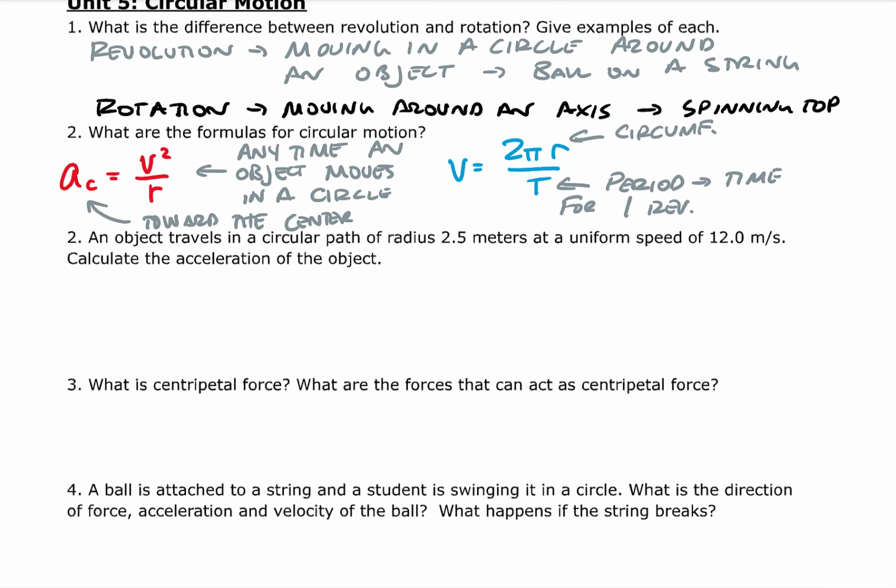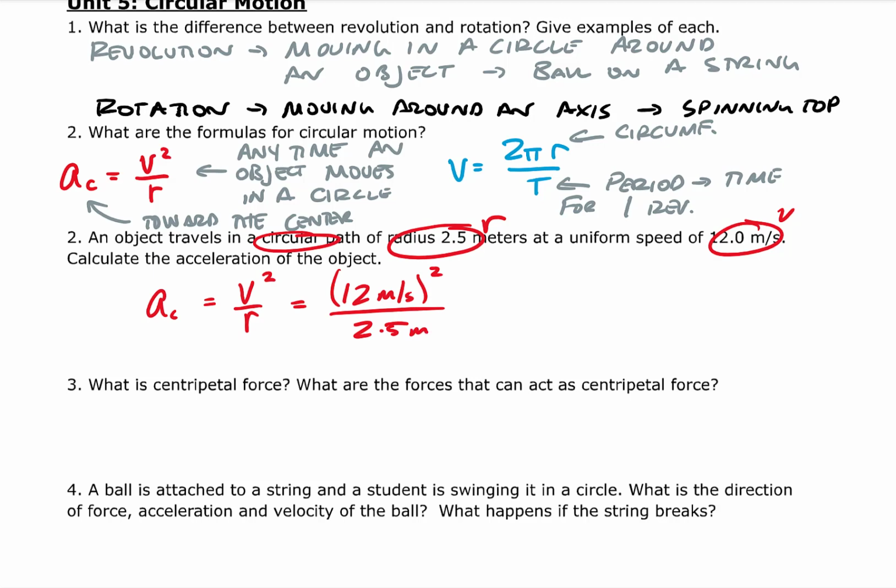An object travels in a circular path of 2.5 meters at a speed of 12 meters per second. Calculate the acceleration of the object. All right, well, we're going in a circle, so we have centripetal acceleration. Anytime we see circular path, we've got that. It's going to be v squared over r. The velocity is 12 meters per second. The radius is 2.5 meters, so we have 12 meters per second, whole thing squared, over 2.5 meters. And we end up with a centripetal acceleration of 57.6 meters per second squared.